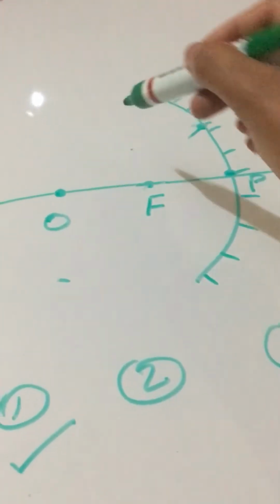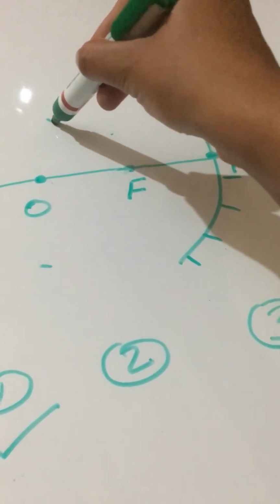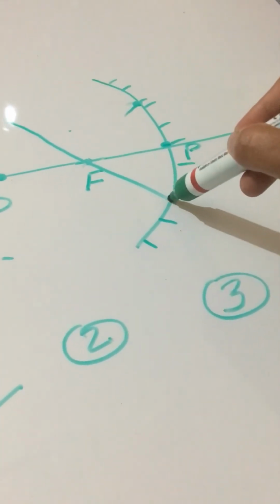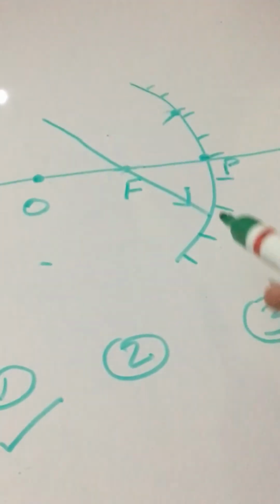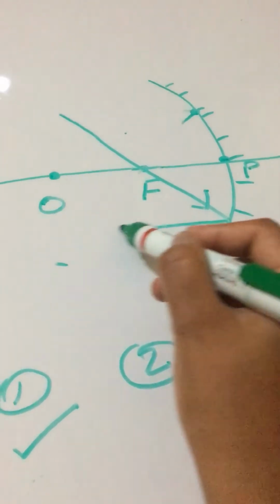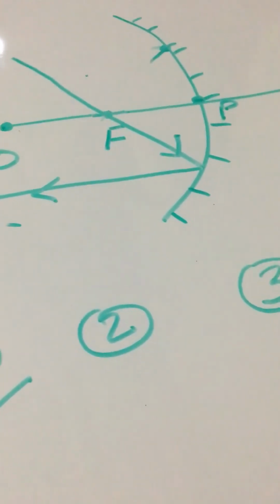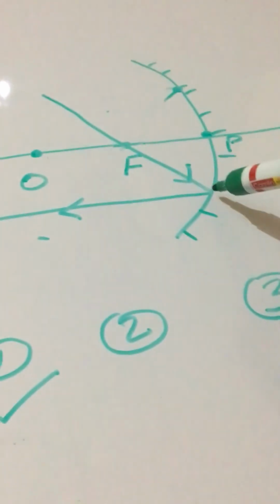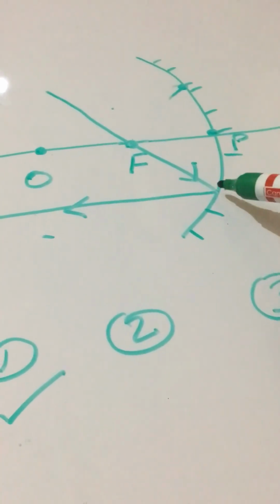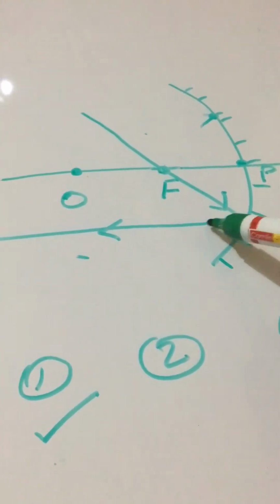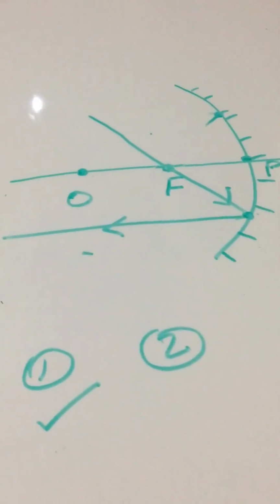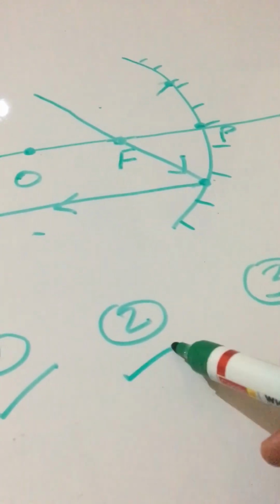Now coming to rule number 2, I'm removing this one. Rule number 2 says, if the incident line passes through the focus, then strikes the mirror, then after reflection, it should be parallel to the principal axis, just the opposite way around. That means if the incident light is passing through the focus, then meeting the mirror, after reflection it should be parallel to the principal axis. This is rule number 2.